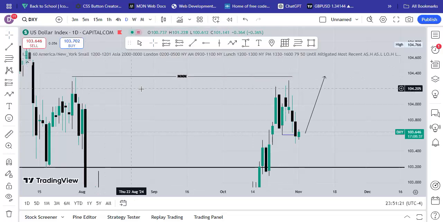A lot of people have trusted this as resistance, and have their stop loss hanging around here. And a lot of people have sold.